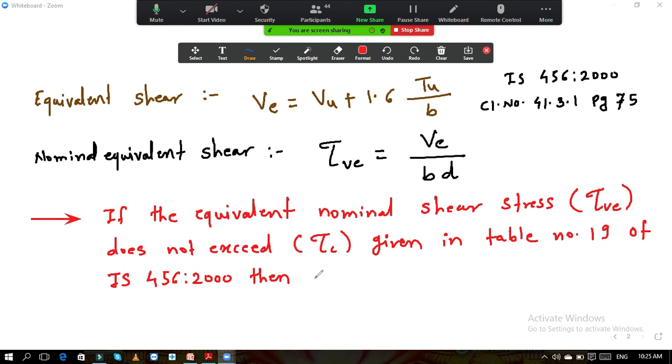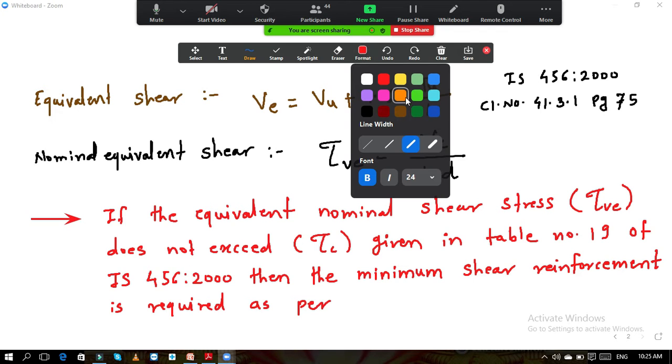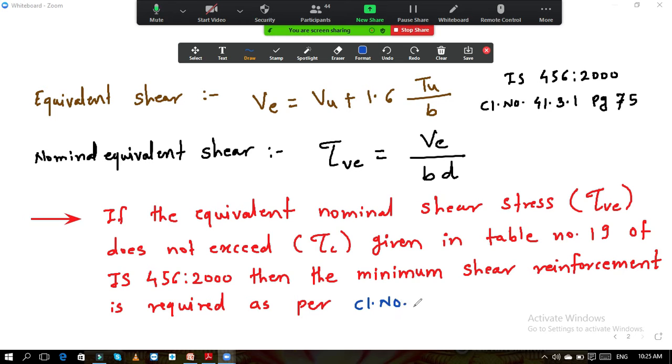then the minimum shear reinforcement is required as per clause number 26.5.1.6, page 48, of IS 456-2000. Okay, so I will read this for you.